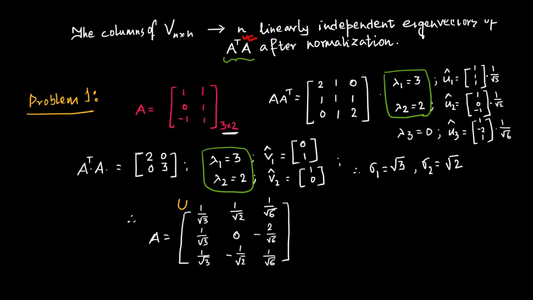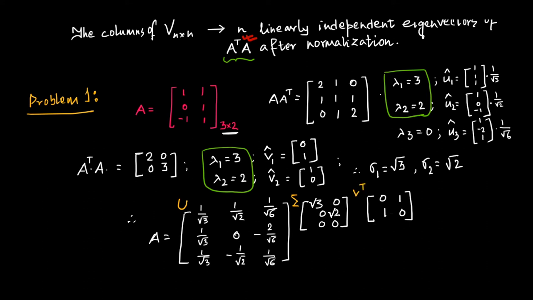So this is my U. Now my sigma will be the diagonal matrix, because sigma will be of size 3 by 2. And now what will be the other elements? All 0. So this will be my sigma, and what will be my V transpose? Now the columns of V will be 0, 1, 1, 0. The transpose is same. So V transpose will be 0, 1, 1, 0. So this will be my V transpose.